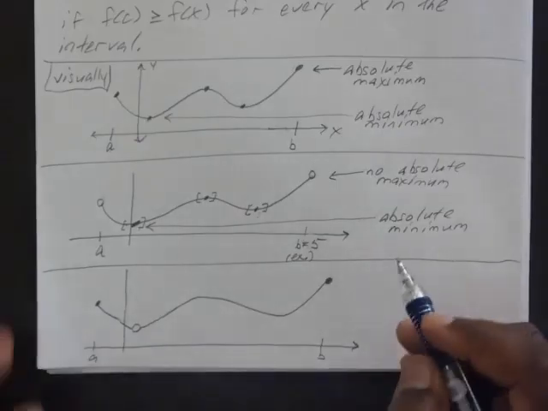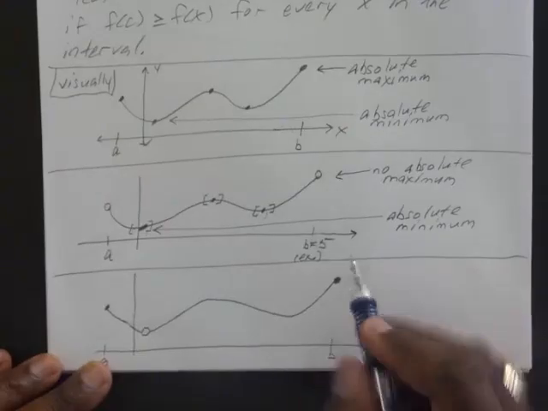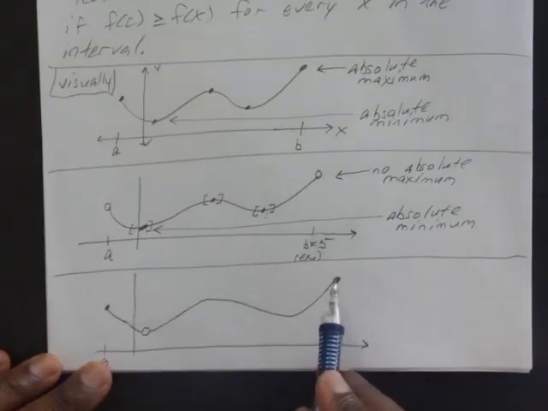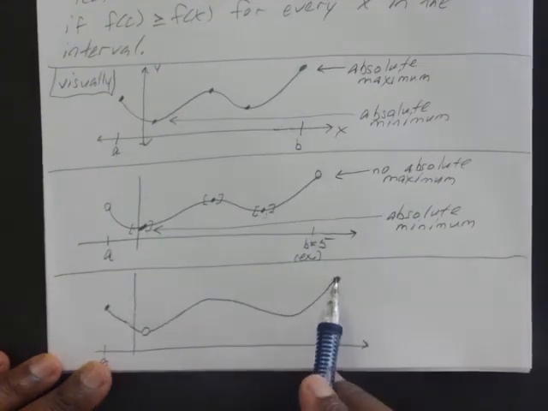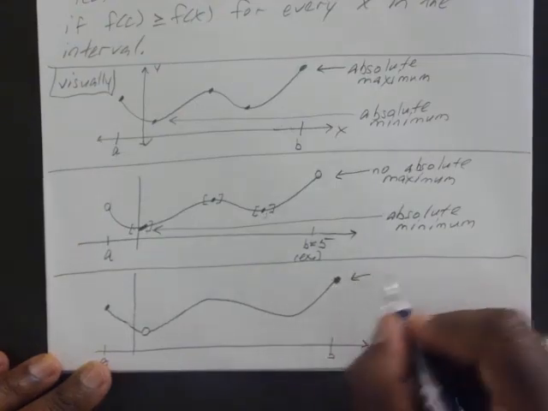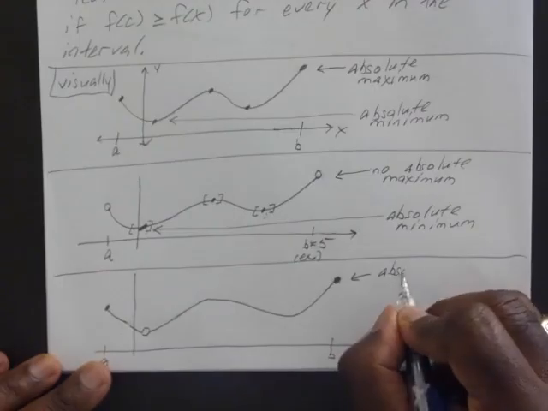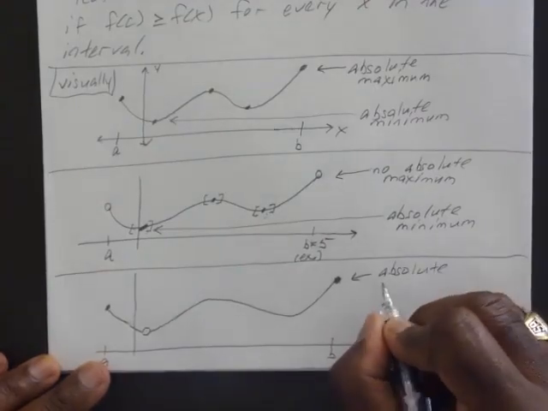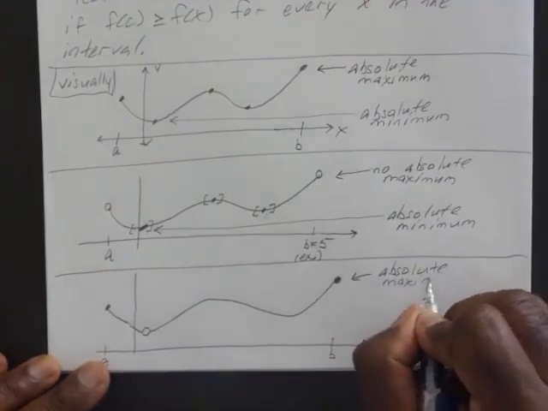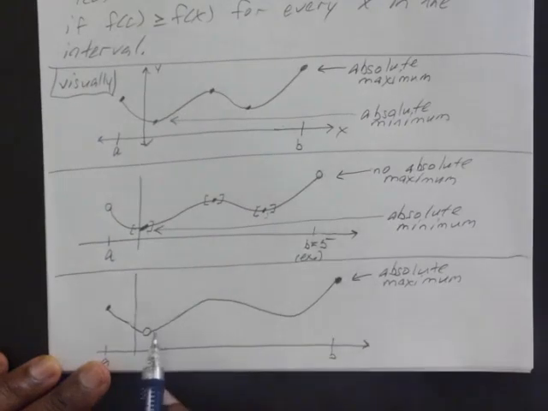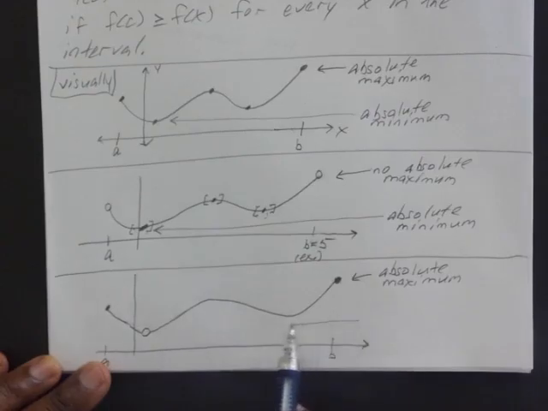Okay, so on this one, we have an absolute maximum because this is the highest point in this interval, and it actually equals that value. So we have an absolute maximum. But the lowest point on that graph is not absolute.